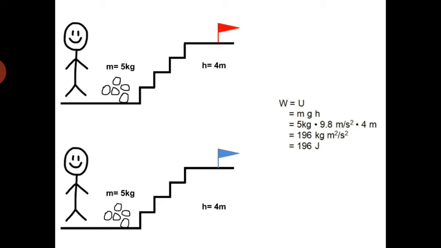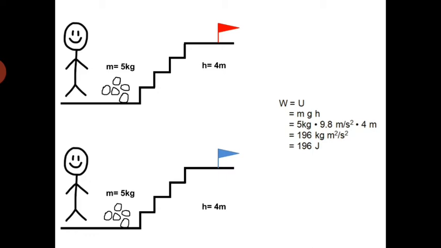So we have W is equal to U, and it's equal to mgh. Plugging the values, 5 kilograms of mass, 9.8 meters per second squared of acceleration due to gravity, and the height of 4 meters. Combining them, we get 196 kilogram meter squared per second squared. And remember that kilogram meter squared per second squared is equivalent to joules. So the final answer is 196 joules of work done by these two persons.